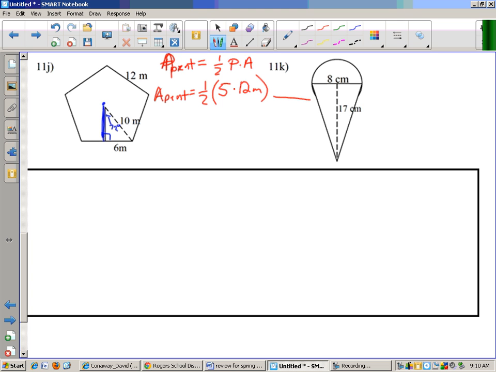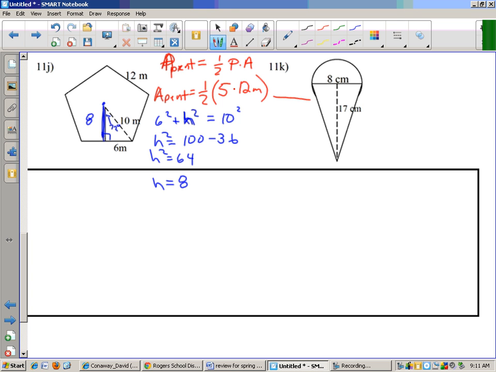So 6 and 10, though, let's just use the Pythagorean Theorem. We'll call it h. 6 squared plus h squared equals 10 squared. So h squared equals 100 minus 36. H squared equals 64. H equals 8. We don't have to do positive or negative 8 because it is the length of a side. So that means the apothem here is 8.